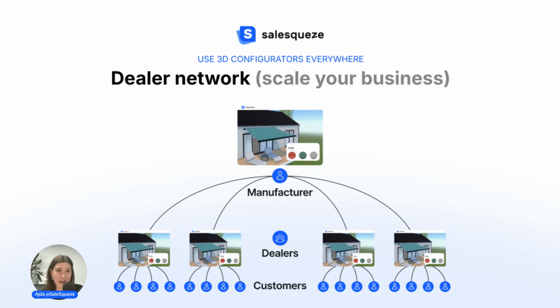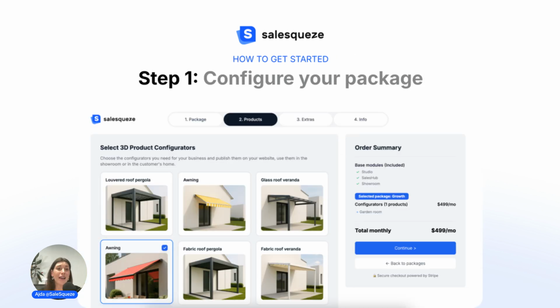your dealer network. Okay, if you're wondering how to get started, this is the time I will tell you right now. So the first thing is that you configure your package. We really like that all the processes that we have with our customers are super smooth. So this is also a very smooth process. You can only start with one configurator, but if you're also selling, for example, pergolas or verandas, no problem. You can add more 3D configurators.